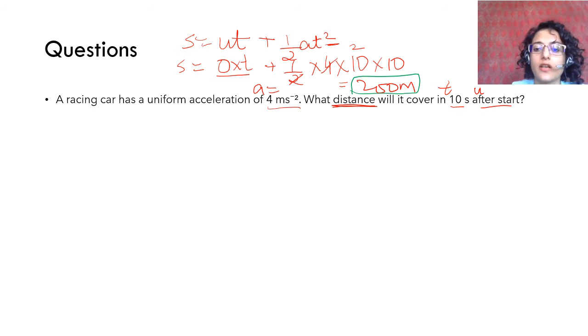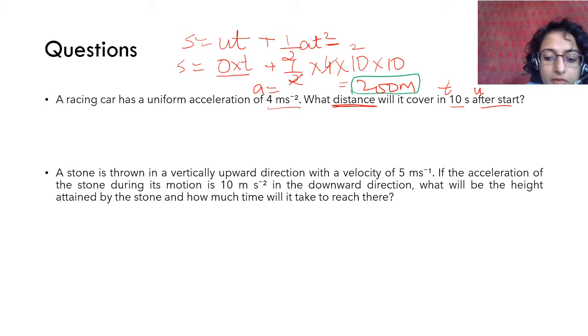This is the distance that is covered. All right, so next question. A stone is thrown in a vertically upward position with a velocity of 5 meter per second. There are some things you have to understand about being thrown upwards. When something is thrown upwards, gravity acts upon it. Therefore the acceleration is always downwards even if it is thrown up. Therefore it means acceleration is negative.